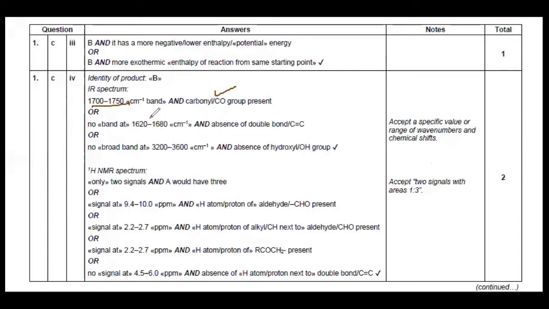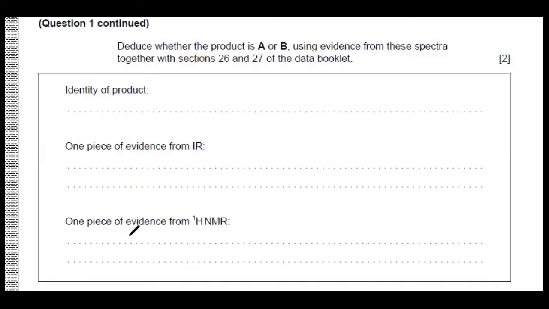They have highlighted the absence of C double bond C from compound A by saying that a peak is absent around 1620 to 1680. Then they have also indicated the absence of a hydroxyl group by saying that there is no peak around 3200 to 3600. It's optional. So this is what we had written. Moving to the next part of the question, one piece of evidence from H1 NMR.